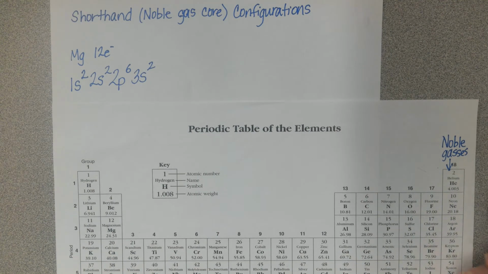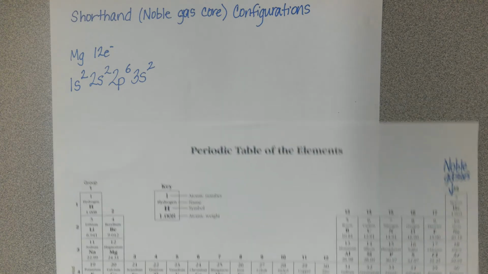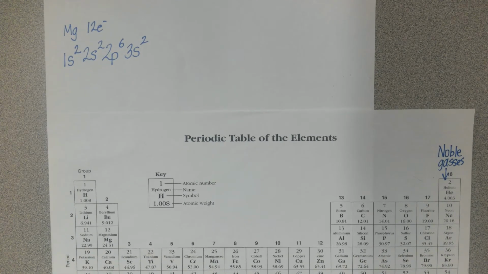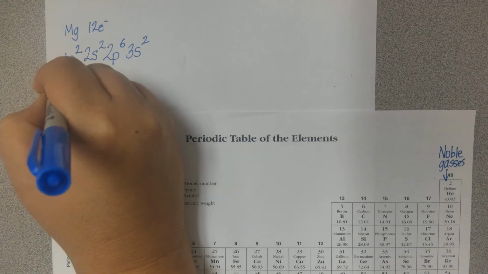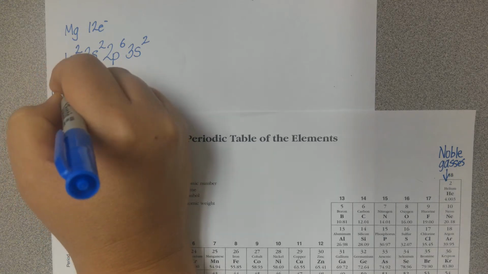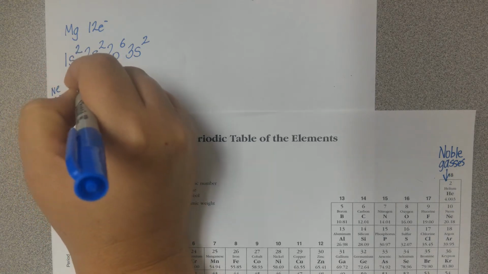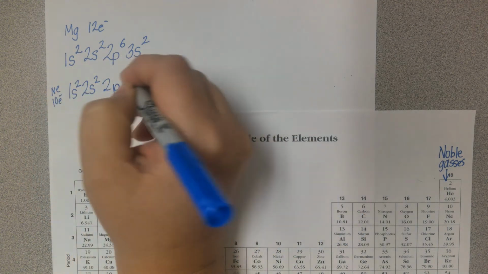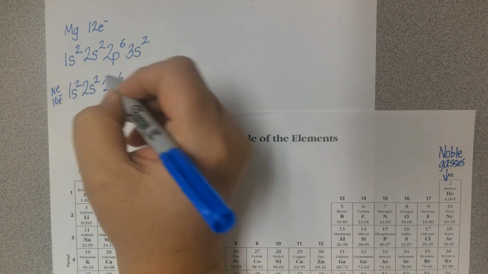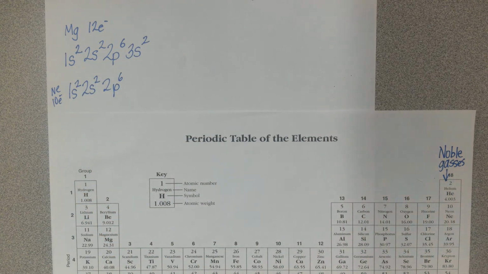Now, the next thing I want us to do is we're going to write the electron configuration of neon. Neon's a noble gas, and I picked this one for a reason, but neon has 10 electrons. And so if we write neon's configuration with its 10 electrons, we're going to start at 1s2, then 2s2, then 2p6. And there's neon's 10 electrons.